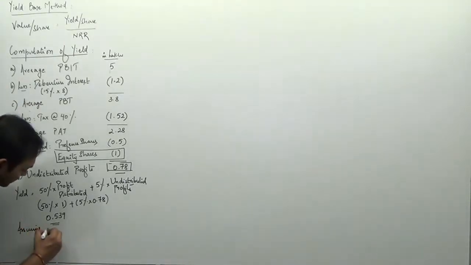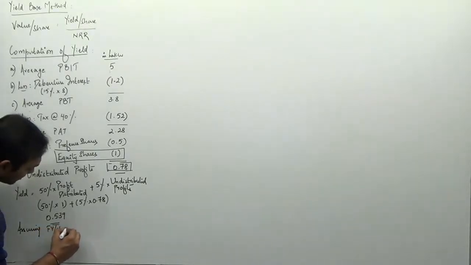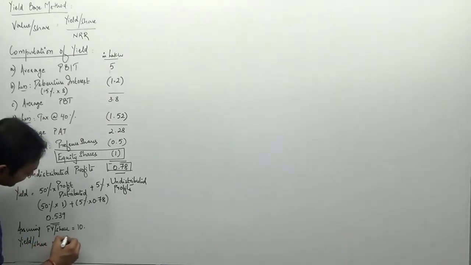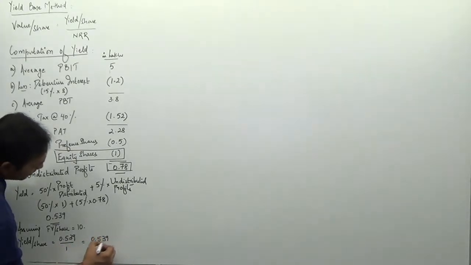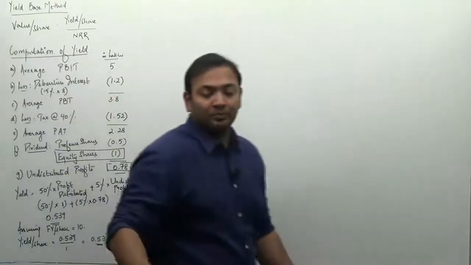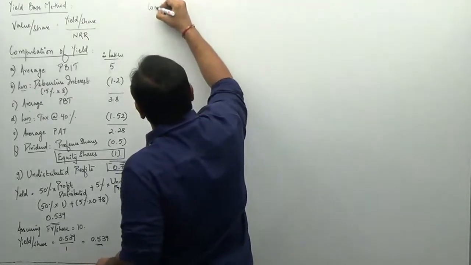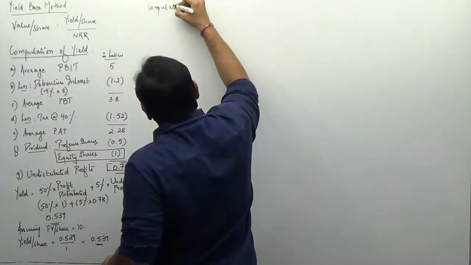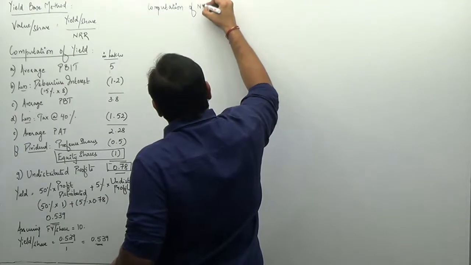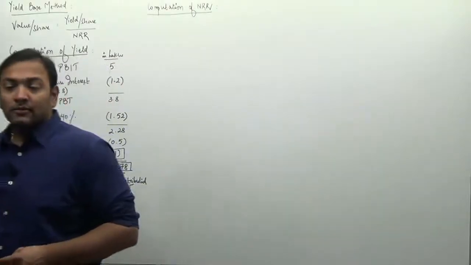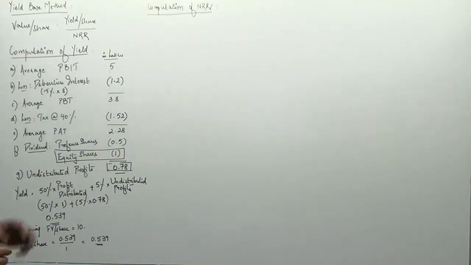Assuming face value per share is equal to 10, then yield per share is equal to total yield 0.539 divided by 1. I'll get same thing. Yield per share is 0.539. I have to divide it by NRR. So let's try to calculate NRR. To get the NRR, I have two determinants.